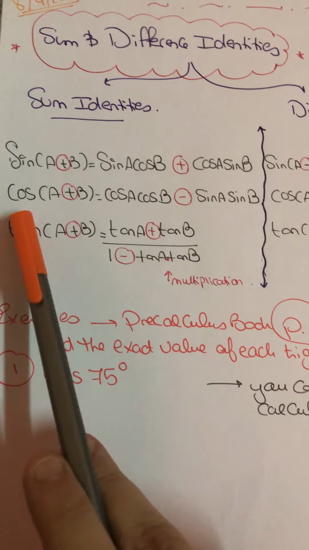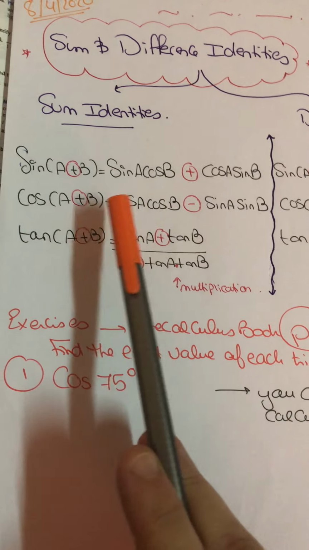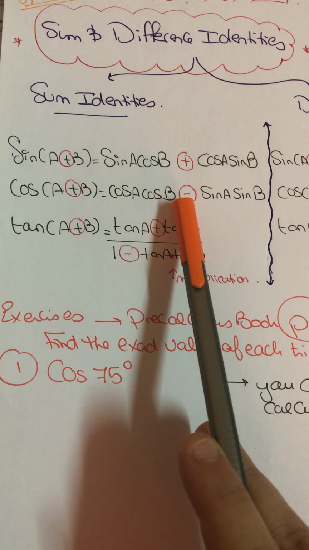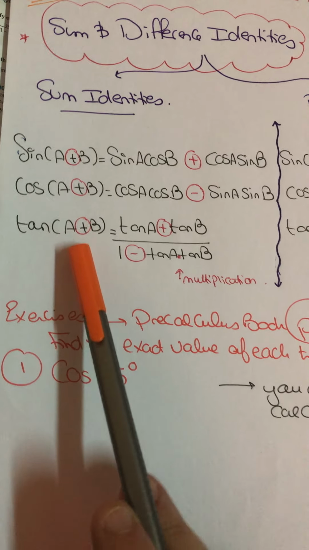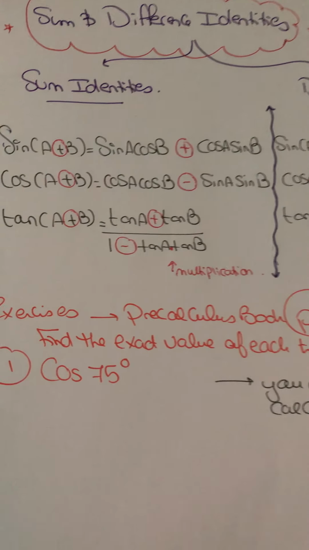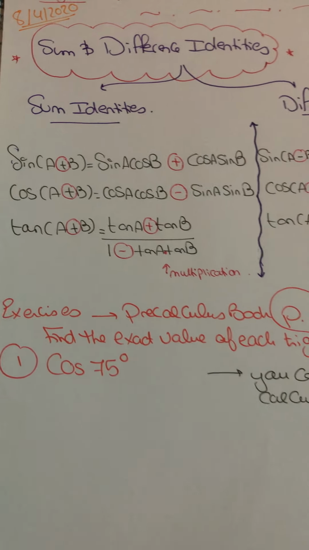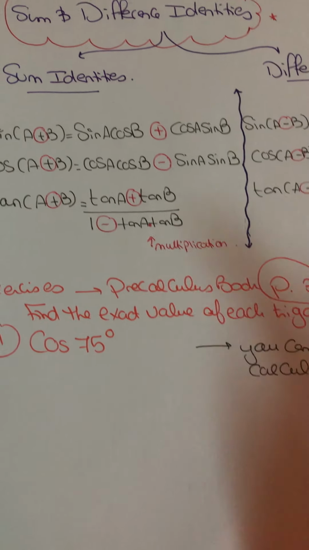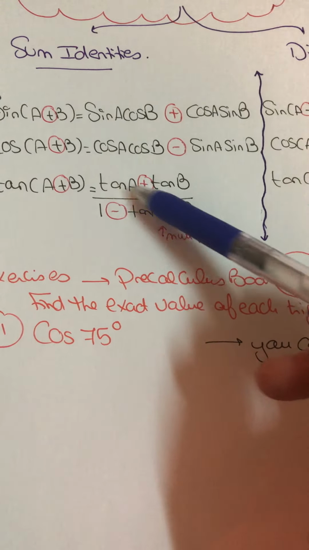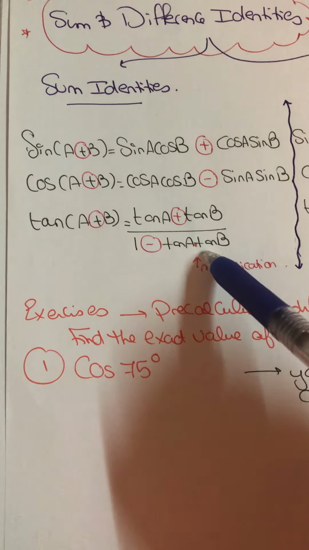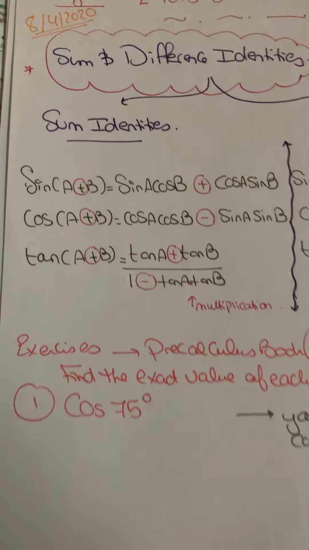Anyways, cosine A plus B is cosine cosine, sine sine, and the opposite sign in the middle. Tan A plus B is tan A... Remember always, in the numerator of the tan it's the same sign, in the denominator it's the opposite sign. So if this is plus, this is plus. It's tan A plus tan B over 1 minus, the opposite sign, here it's a multiplication, tan A times tan B.